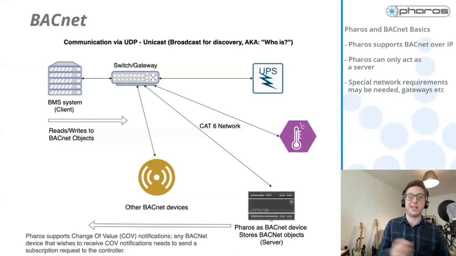Again, you have this client-server relationship, because Bacnet is done over a Cat6, over a computer network. So again, same terminology as we've used before. The BMS system in this scenario is the client. It's the one that reads and writes objects to Pharos. Pharos obviously acts as the server device.